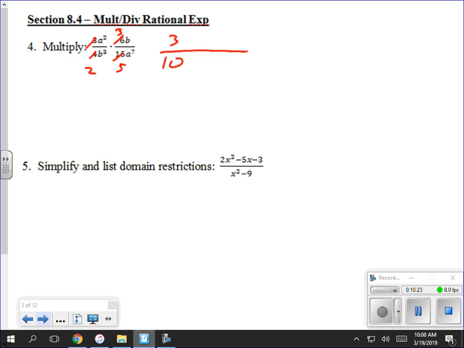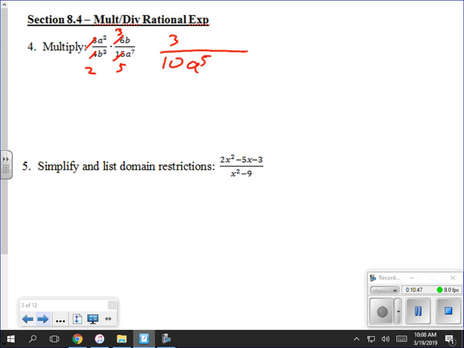So I have a squared in one numerator and a to the 7th. Division, I subtract. 7 minus 2 is 5. Where does it go? It goes in the denominator because that's where my largest exponent was to begin with. So I have a to the 5th.